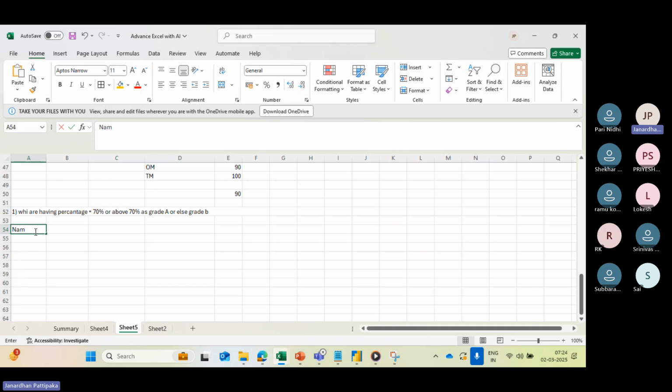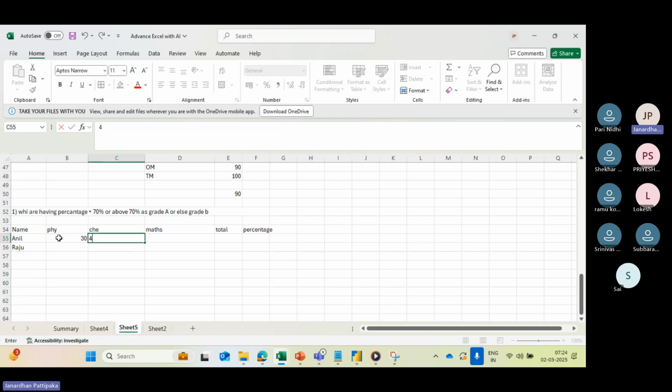Same, suppose in the list we have the name of the person and some subjects like physics, chemistry, or maths, and you will try to find the total, and then find the percentage. Suppose I'm giving only two candidates, like Anil and Raj. What are the marks they are getting? Suppose I'm getting 30, and giving the round data 40, and he is getting 50. So how to find the total, we have discussed.